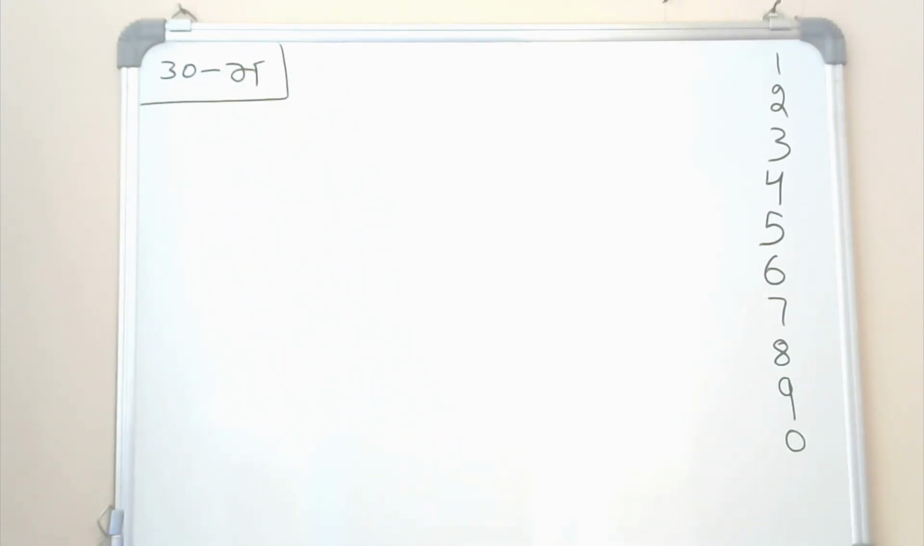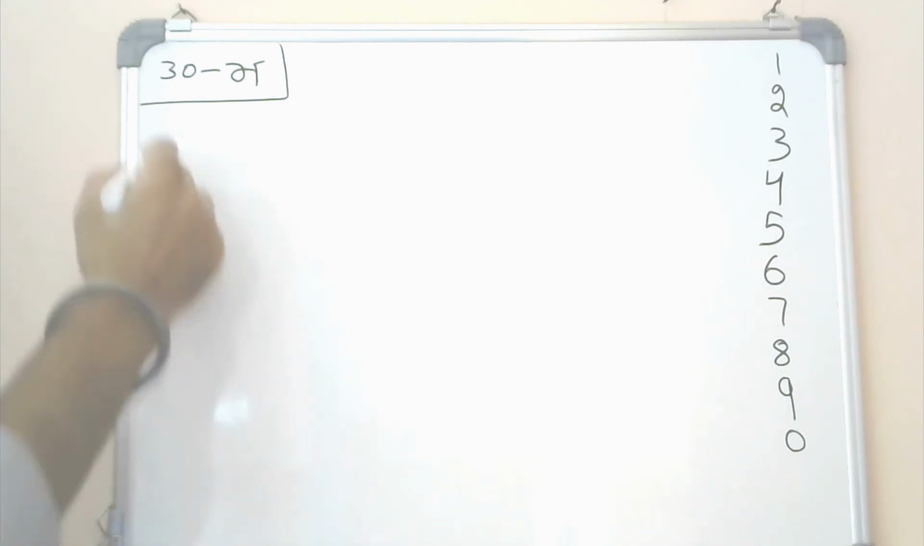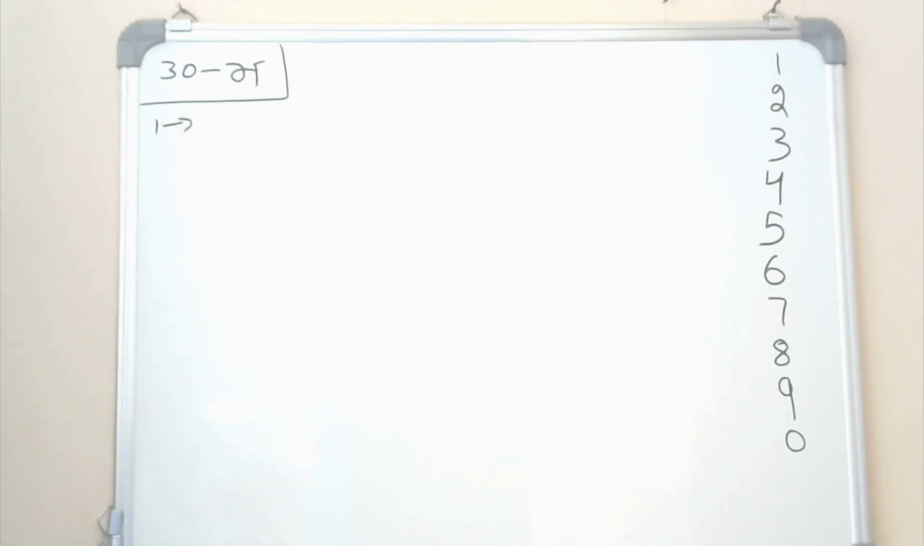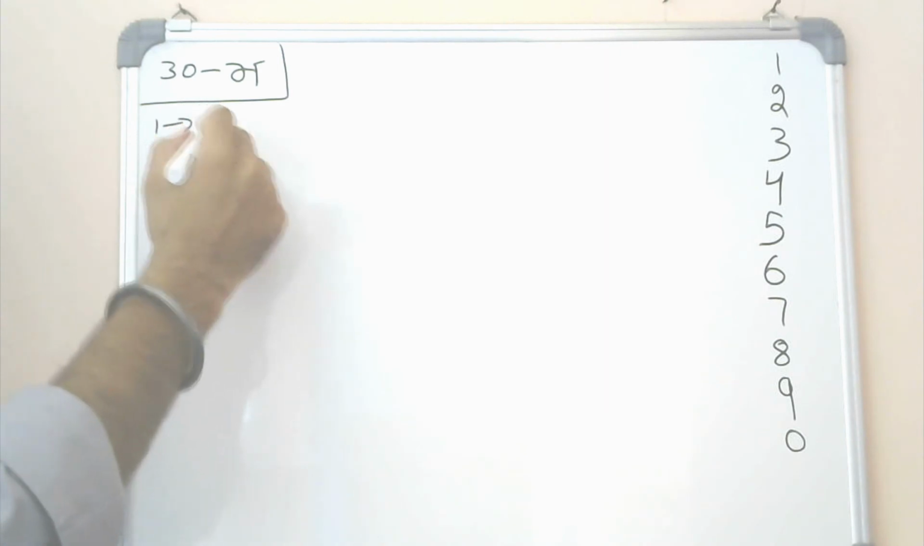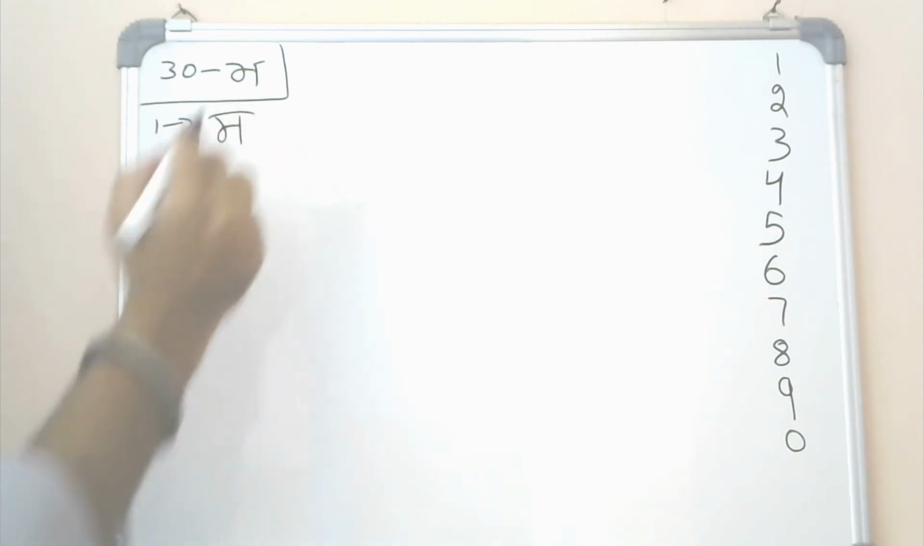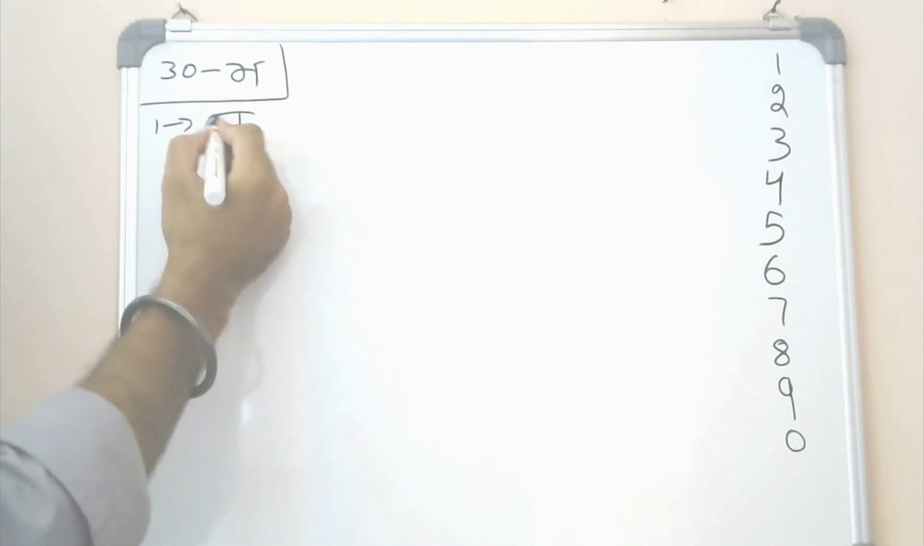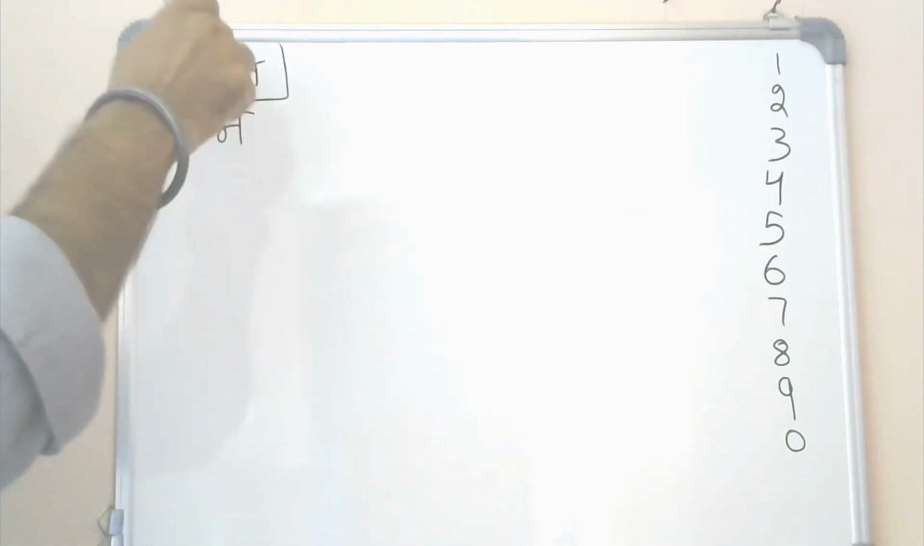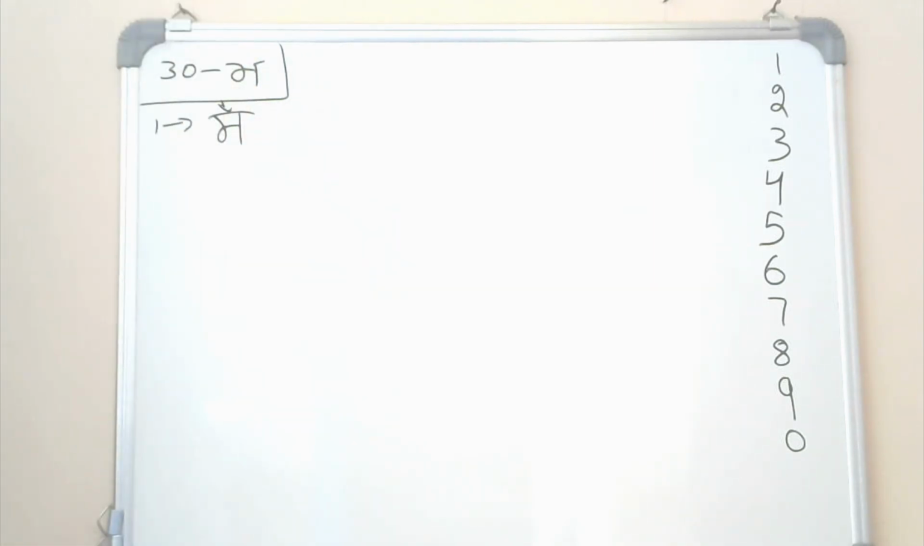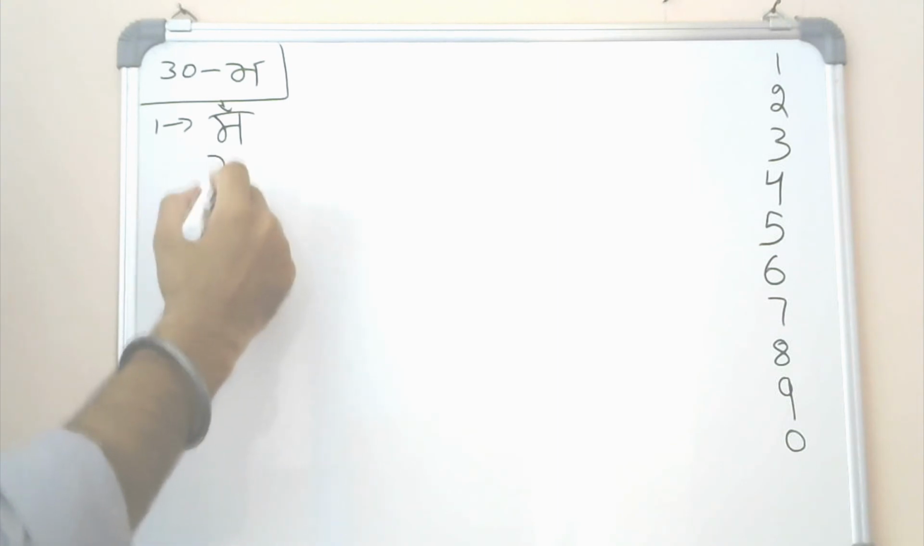First step, how to write this letter. You might have remembered the 4th letter of Gurmukhi, Sassa, right? We just need to remove this line. And then we will have Mama.